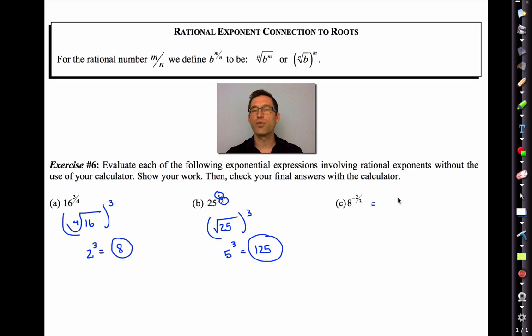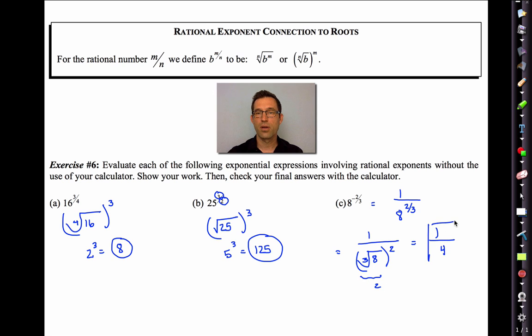Finally, 8 to the negative 2/3. Again, like before, what I first want to do is deal with that negative exponent. That'll be 1 divided by 8 to the 2/3. Then I'm going to deal with the root first. That's the cubed root of 8 that I then square. The cubed root of 8 is 2. 2 squared is 4. So I get 1/4. All right. Now that, I'm fairly certain, is the last exercise. So pause the video now and copy down what you need to.